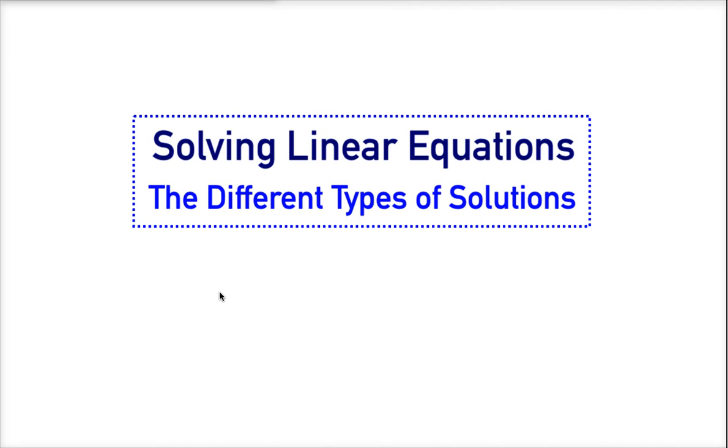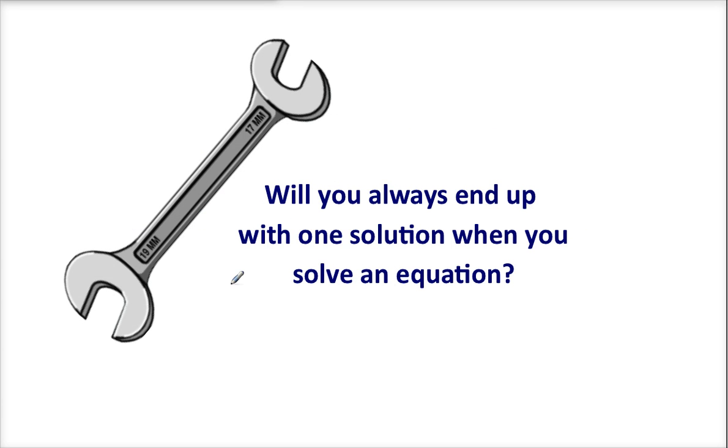Now we're going to talk about the different types of solutions that you can get as you're solving linear equations. So I'm going to kind of throw a wrench into your thinking. Will you always end up with one solution when you solve an equation? For example, on all of your assignments so far, as you've solved an equation, you end up with one answer. Something like x equals 2 or a equals -4. Okay, you always have ended up with one answer that looks like this.